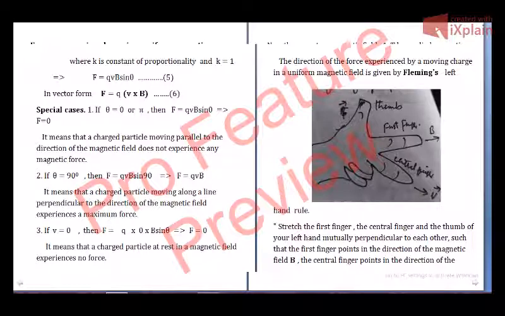Suppose Q is 10 coulomb, V is 10 meter per second, and B is 10 Tesla. Then you have simply multiplied 10 into 10 into 10, it will be 1000 Newton. That will be the maximum force a charge of 10 coulomb moving with 10 meter per second in a magnetic field of 10 Tesla will experience.